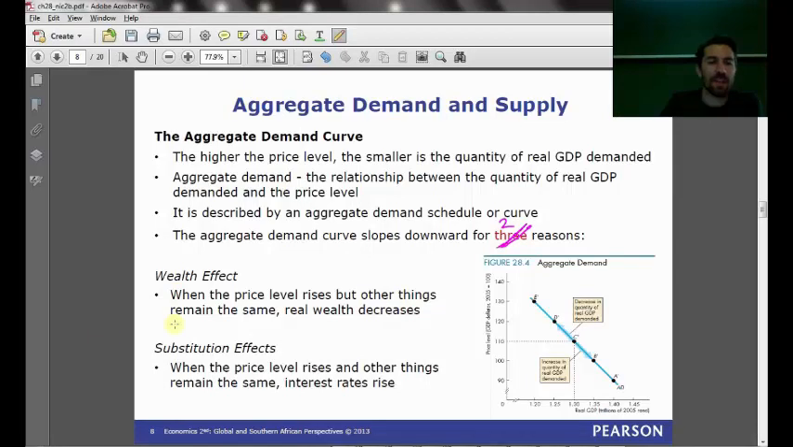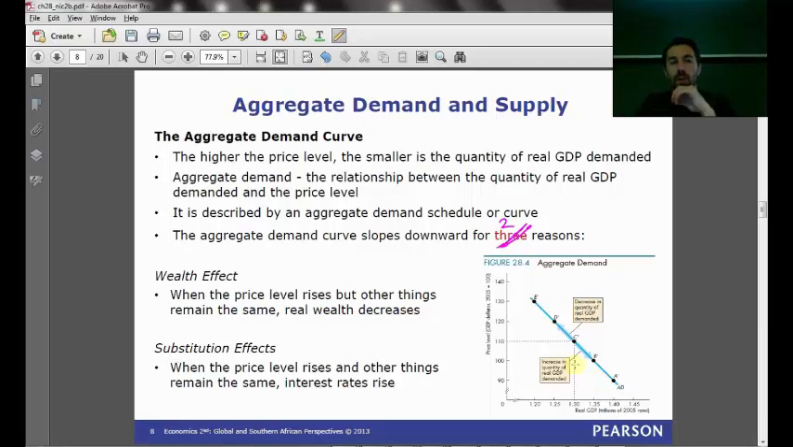Okay, wealth effect, and then there's a substitution effect. When the price level rises, the interest rate tends to rise. When the interest rate goes up, what happens to investment spending or any interest-sensitive spending? Decreases. Right? So price level goes up, spending goes down. So we've got this inverse relationship between price and quantity demanded.